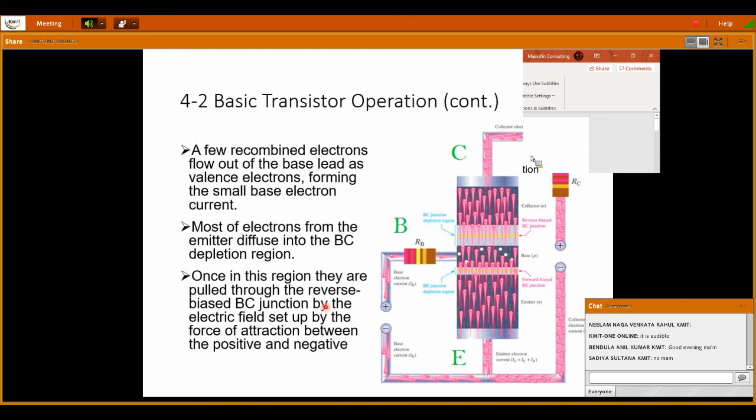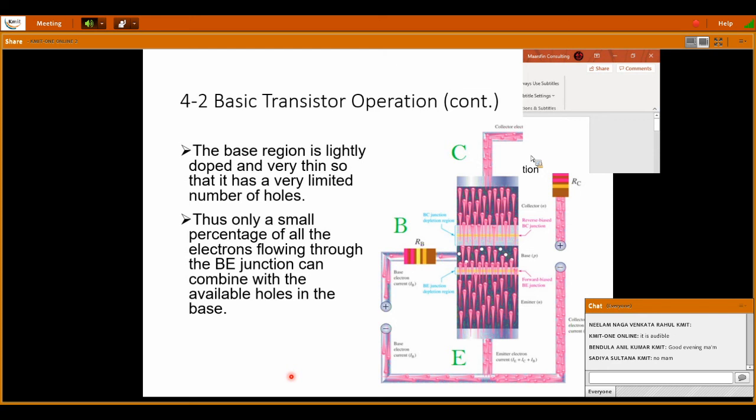Next, a few recombined electrons can flow through the base lead as valence electrons, forming a small base electron current. Most of the electrons from the emitter diffuse into the base to collector depletion layer due to the external supply voltage connected at the output junction. Once in this region, they are pulled through the reverse biased base to collector junction by the electric field set up by the force of attraction between positive and negative.